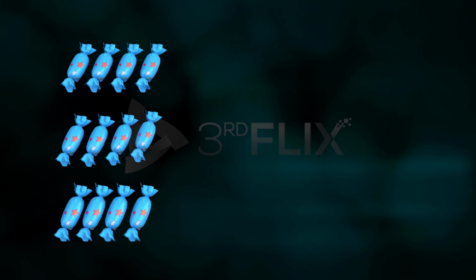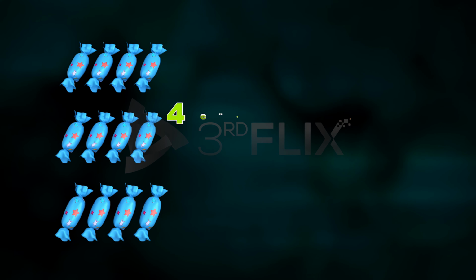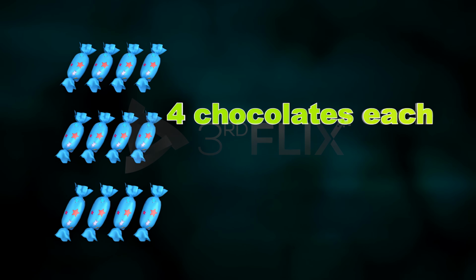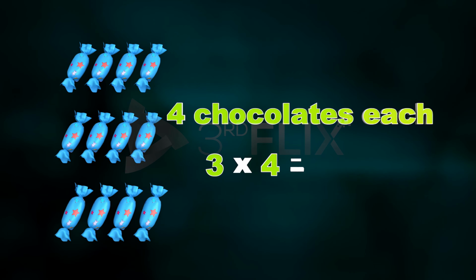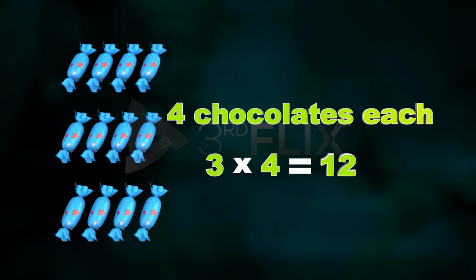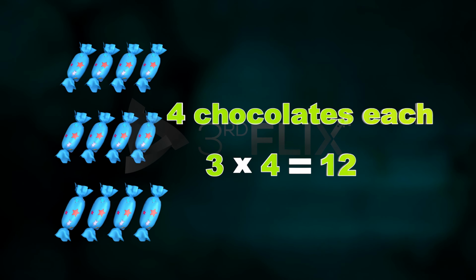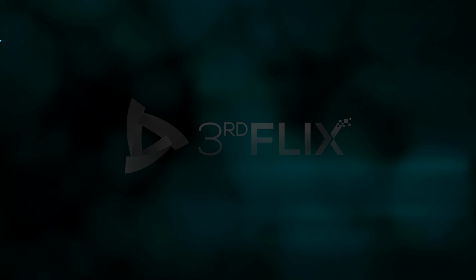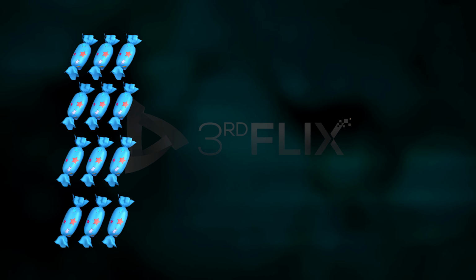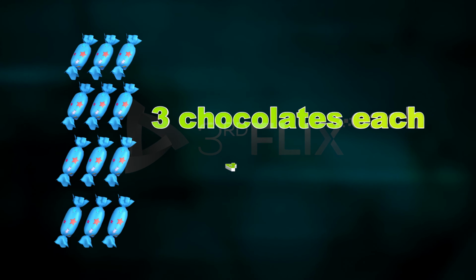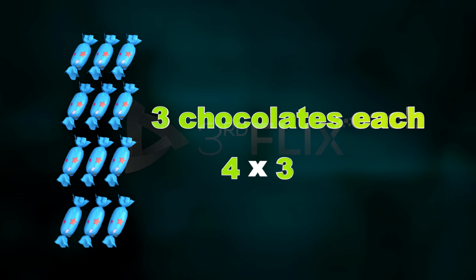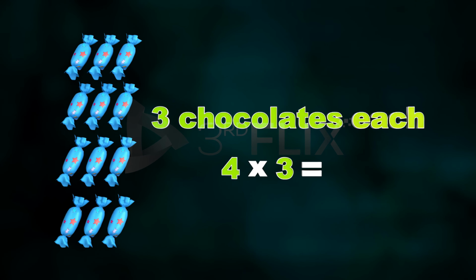3 rows of 4 chocolates each. 3 into 4 is equal to 12. 4 rows of 3 chocolates each. 4 into 3 is equal to 12.